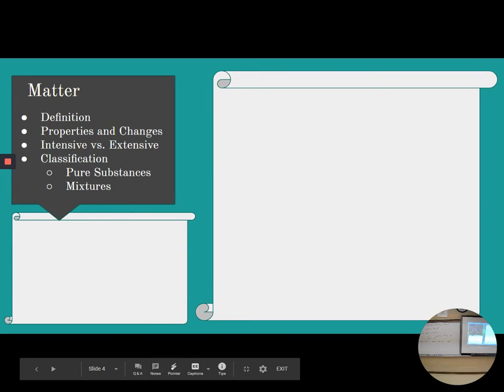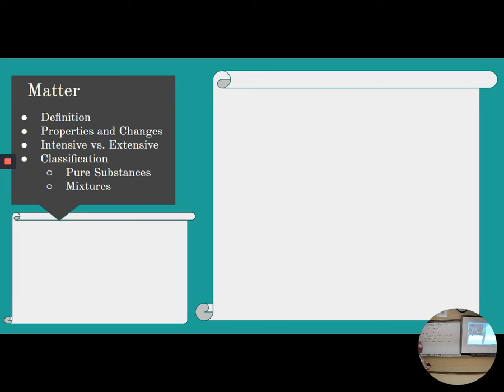We spent the last couple of weeks talking about matter. We talked about the definition of matter. We looked at some properties and changes, and then we have spent the time leading up to today talking about classifying matter. So first of all, definition of matter. There are 2 important properties that all matter has. Who can tell me what one of them is? Volume. Has volume.